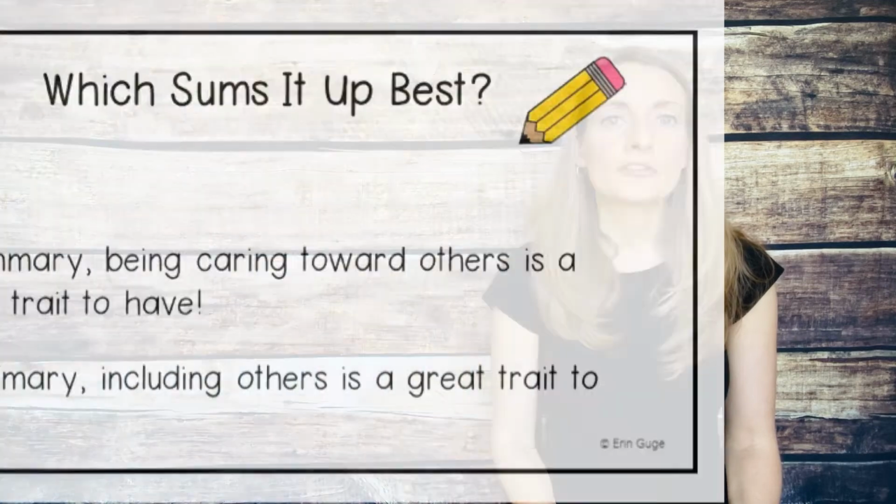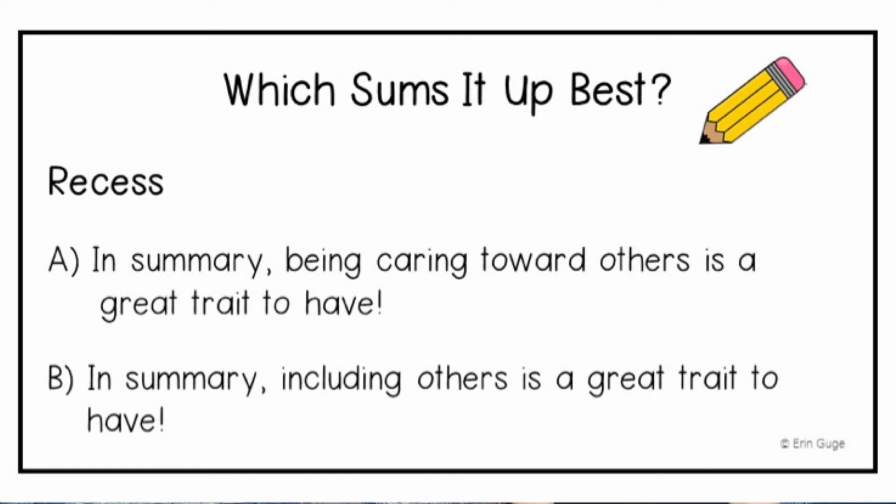And now let's look at these two sentence choices and decide which one best sums it up. Choice A says, in summary, being caring for others is a great trait to have. Choice B says, in summary, including others is a great trait to have. These are similar, but which one do you think is even better? Whisper A or B. Letter A sums it up better since the whole thing is about Dan being caring.